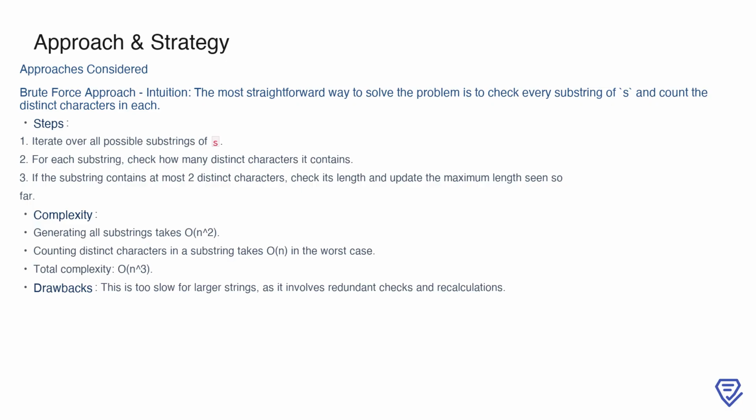Generating all substrings already takes n squared time, and counting distinct characters in each substring adds another n, in the worst case, leading to a total time complexity of n cubed. This makes the brute force approach impractical for larger inputs due to inefficiency and redundant recalculations.